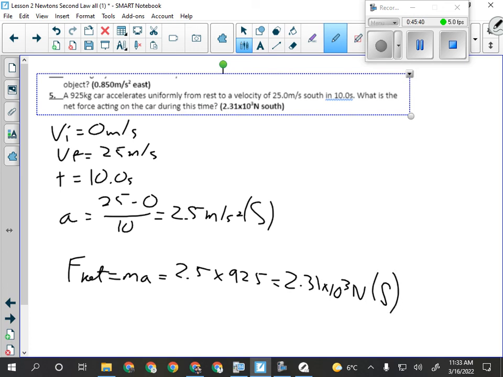So sometimes you get that, or sometimes you calculate the acceleration of a situation and they ask, how far will the object travel in the next 10 seconds? And you'd have to go back and do an acceleration formula, something like that. It's like a part B to a question.